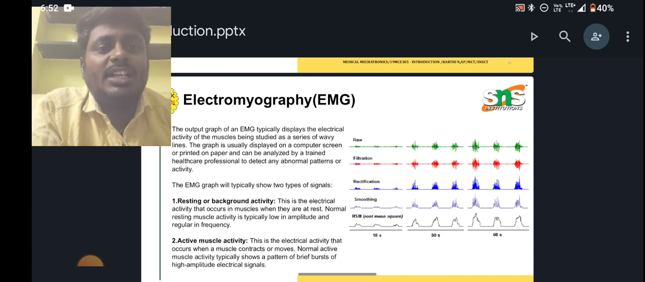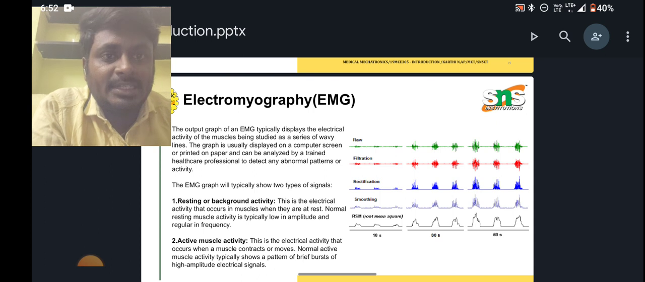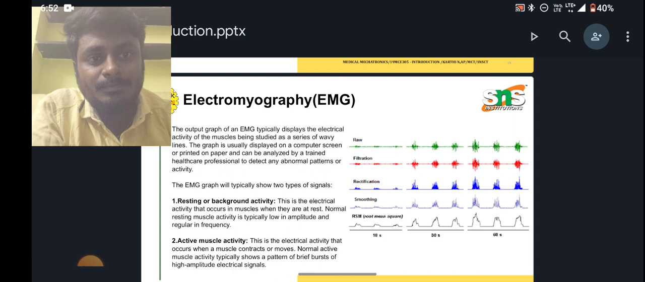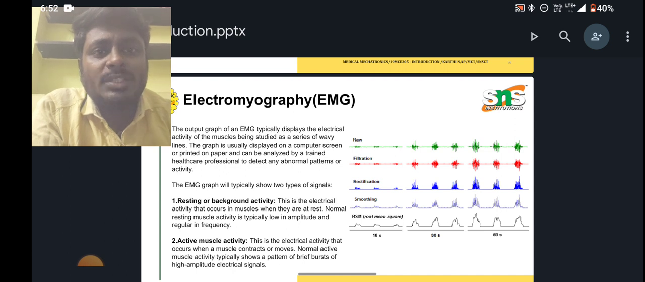The EMG graph will typically show two types of signals: resting or background activity, and active muscle activity. Resting activity is the electrical activity that occurs in muscles when they are at rest. Normal resting muscle activity is typically low in amplitude and regular in frequency. Active muscle activity is the electrical activity that occurs when a muscle contracts or moves.